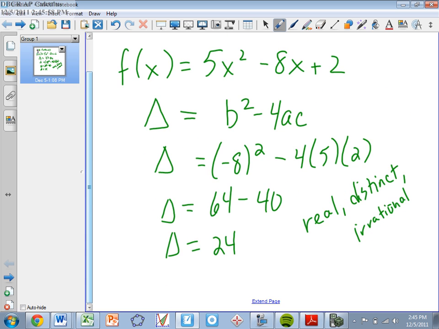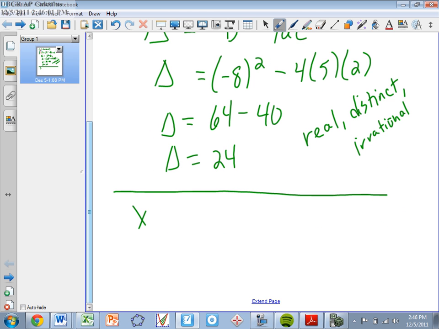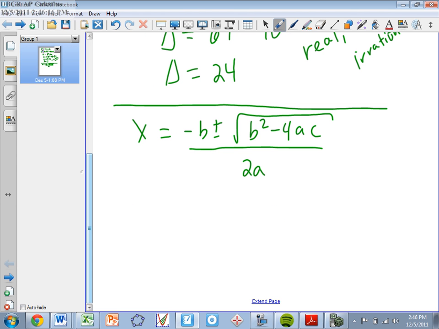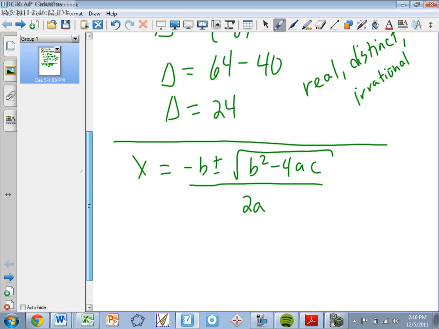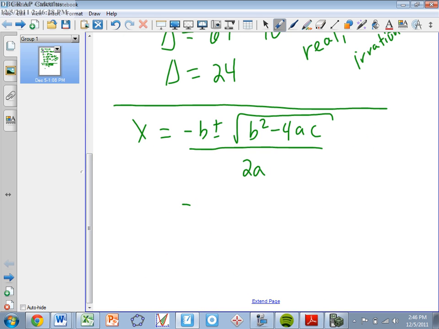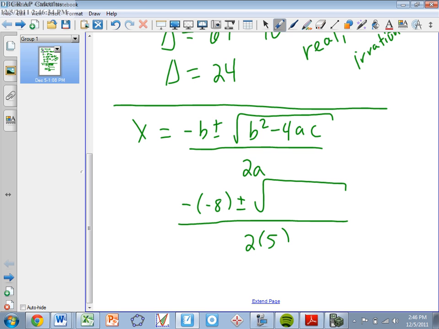So if we continue down and use our quadratic formula, if we actually plug in, we're going to see that the roots are real, distinct, and irrational. Let's go through that example. So we're looking at a is 5, b is negative 8, and c is 2. So negative 8 plus or minus the square root. Now, do I have to actually put all those numbers into the radical again? No, you already did them. What is it? 24. Good.